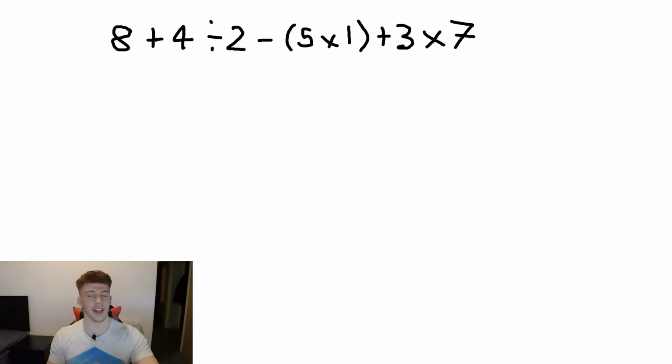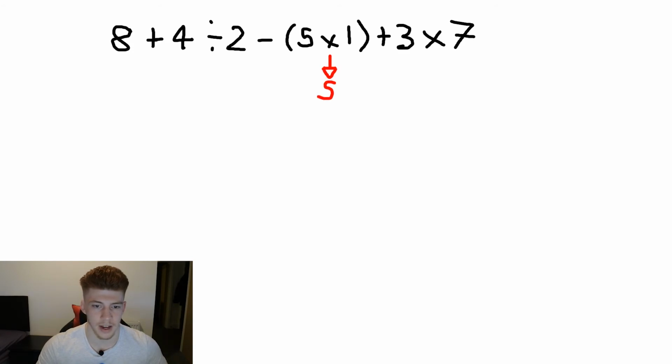Right, so on my screen here we have one more equation. Now I'm going to let you guys pause the video right now so you can attempt this at home and see if you get the same answer as me. So hopefully now you've unpaused the video and we're going to work through this together, and hopefully you've got the right answer. So first of all, it's going to be the brackets, of course. So we're going to bring this 5 times 1 down to bring 5 on its own, and I'll fill in the rest of the equation for you.